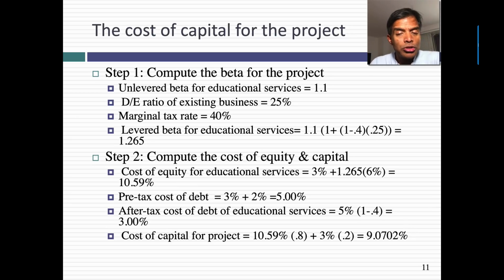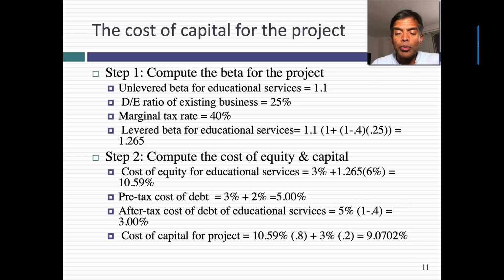Let's work it out. We start with the unlevered beta for educational services, 1.1, but remember the beta that you use to get a cost of equity is always a levered beta. I use the debt to equity ratio of existing businesses. Remember, we're at $20 of debt for every $80 of equity. Remember, when you do debt to equity, not to use the debt to cap as a shortcut. It doesn't work. So if your debt to cap is 20% debt, 80% equity, your debt to equity is 20 divided by 80, which is 25%. The marginal tax rate is 40%. The levered beta that I'd use for educational services, taking the unlevered beta and using the debt to equity ratio and the tax rate, is 1.265.